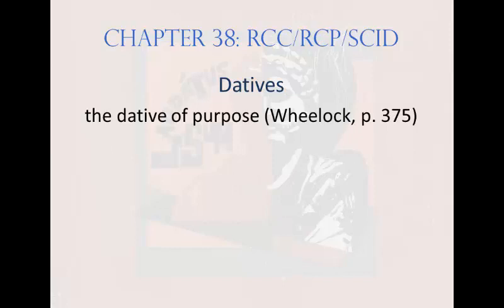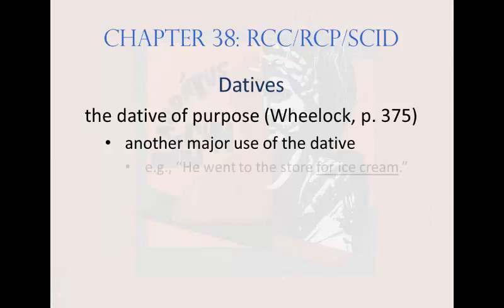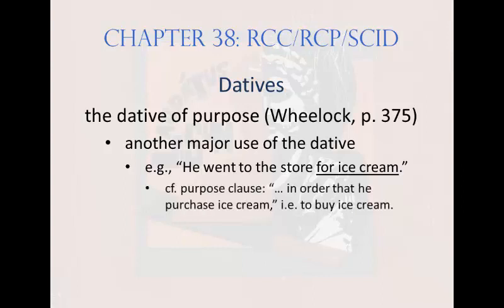when it's paired with the dative of purpose, another important use of the dative, which Wheelock includes in the supplementary syntax on page 375. The dative of purpose shows the reason someone did something, or what the goal of some action was. For instance, he went to the store for ice cream. For ice cream, a dative states the goal of the action, the reason he went to the store. In a sense, it's the equivalent of a purpose clause. He went to the store in order that he purchase ice cream, or for the purpose of buying ice cream.